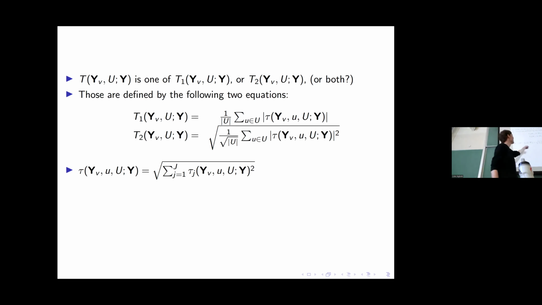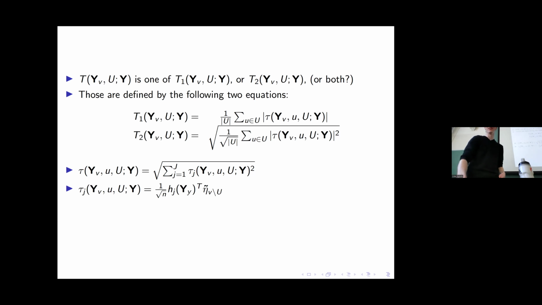And then tau is defined in terms of these tau j's, and it's also a quadratic sum like that. And then tau j is defined in terms of this. And the hj, this is actually sort of the end here, surprisingly. So the etas are the ones you got from doing your regression. And then the hj's are a set of functions that you're basically using as a way to do your test for independence, I guess.